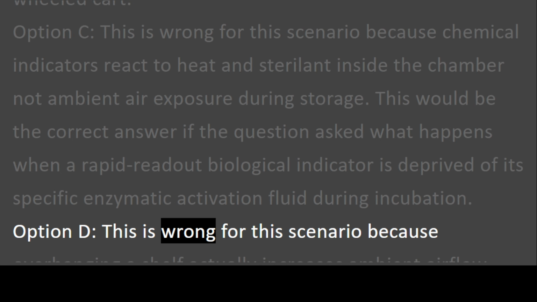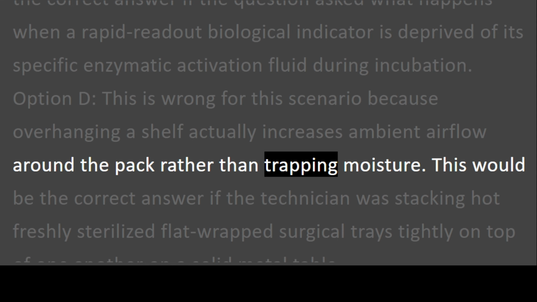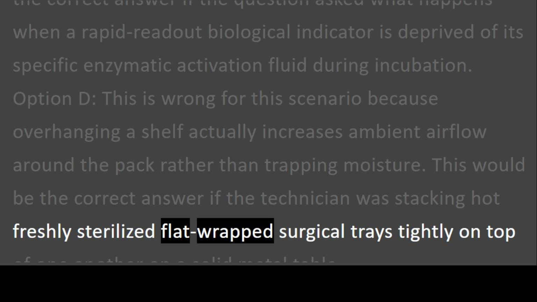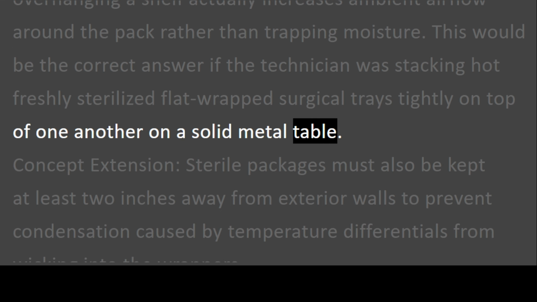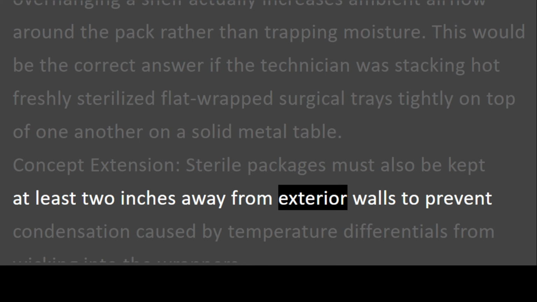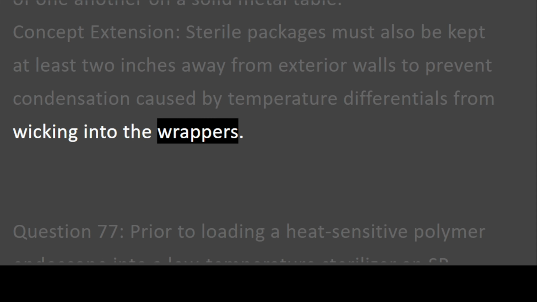Option D. This is wrong for this scenario because overhanging a shelf actually increases ambient airflow around the pack rather than trapping moisture. This would be the correct answer if the technician was stacking hot, freshly sterilized flat-wrapped surgical trays tightly on top of one another on a solid metal table. Concept extension. Sterile packages must also be kept at least 2 inches away from exterior walls to prevent condensation caused by temperature differentials from wicking into the wrappers.